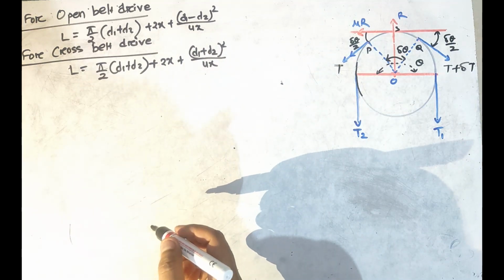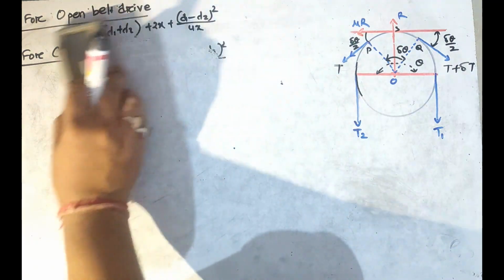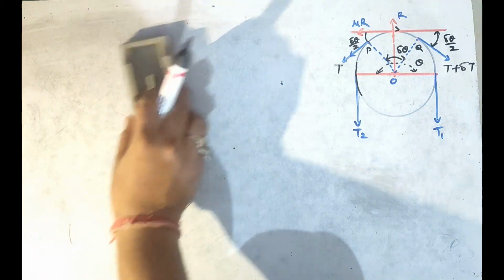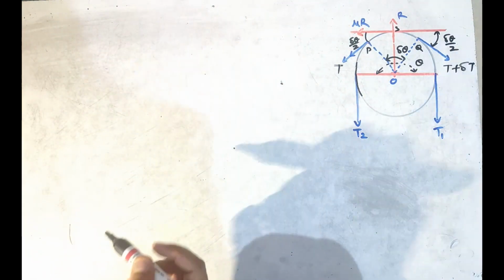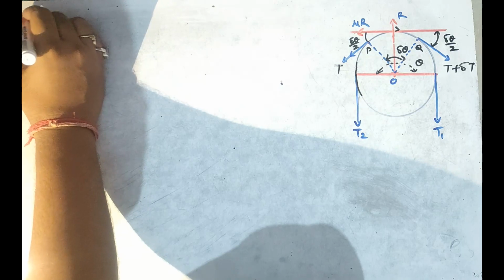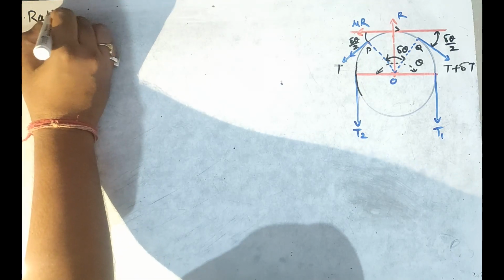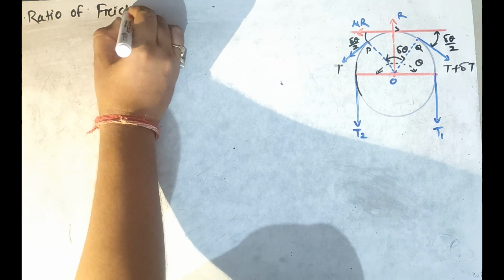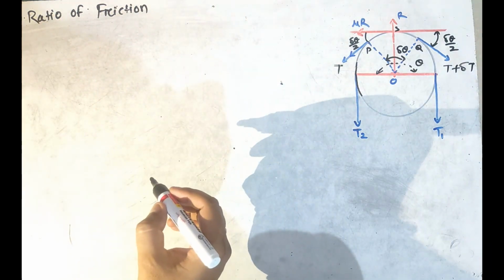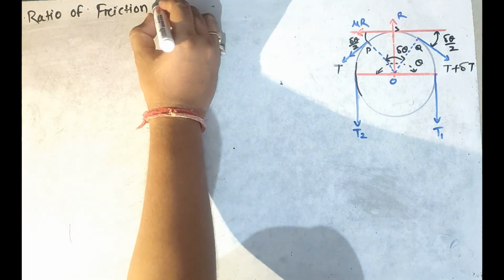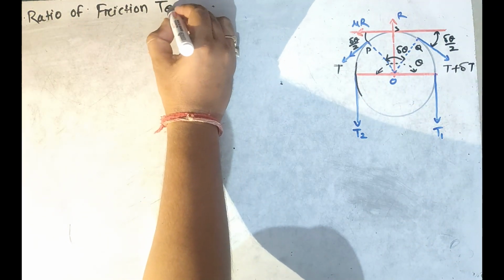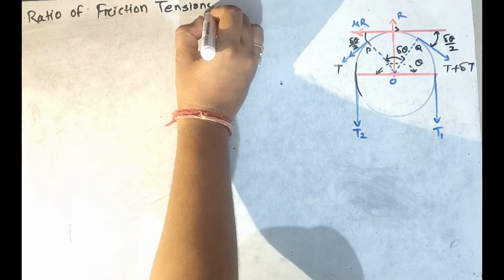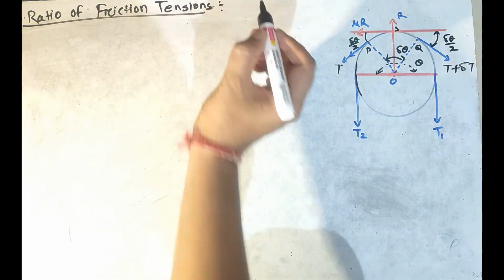Now we are going to build the relation between the two tensions that we have, the tight side and slack side tension. So we are going to define the ratio of friction tensions. We call them friction tensions because those tensions are generated by friction, and the difference between the tight side and slack side is only because of the tension.